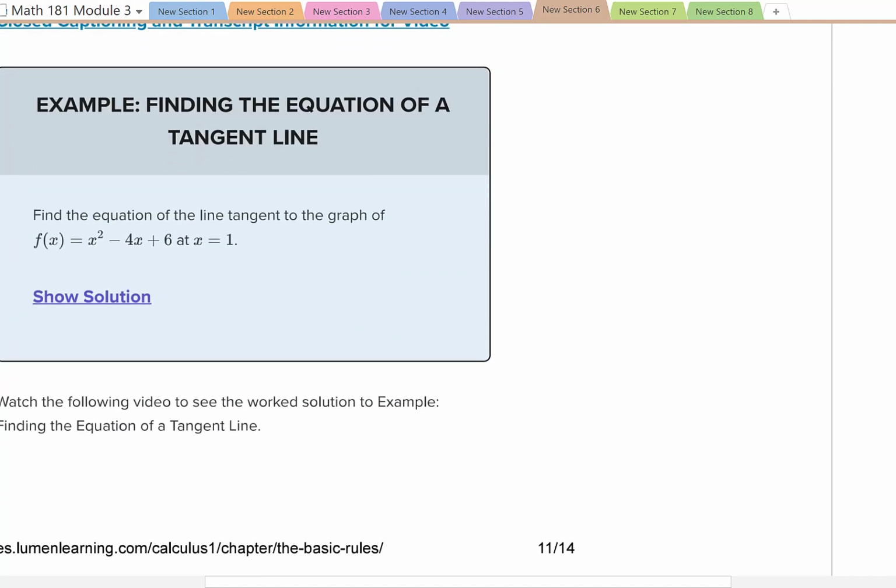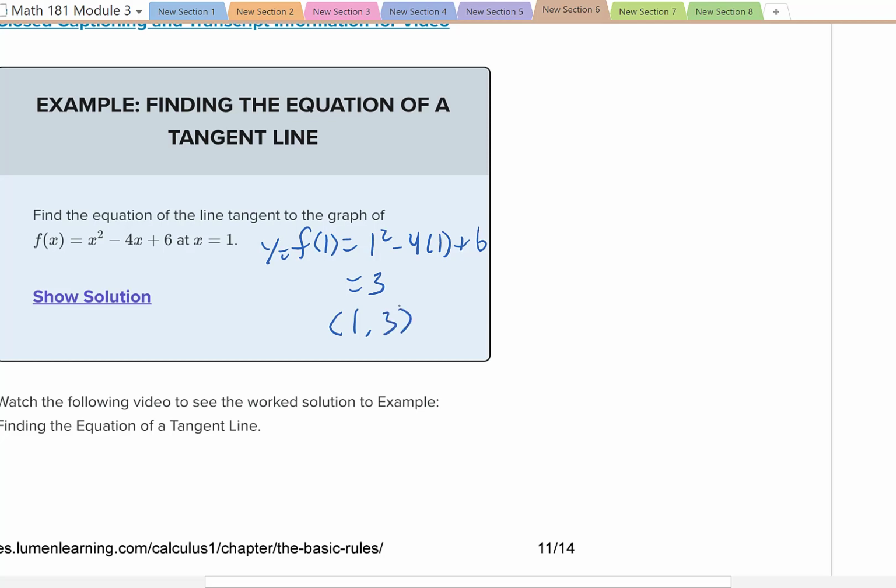So find the equation of the line tangent to the graph of f of x equals x squared minus 4x plus 6 at x equals 1. So the first thing is we need the point. We know x is 1. What's the y value? So y would be equal to f of 1. And that's 1 squared minus 4 times 1 plus 6. So that's 1 minus 4 is negative 3, plus 6 is 3. So we have the point (1, 3).